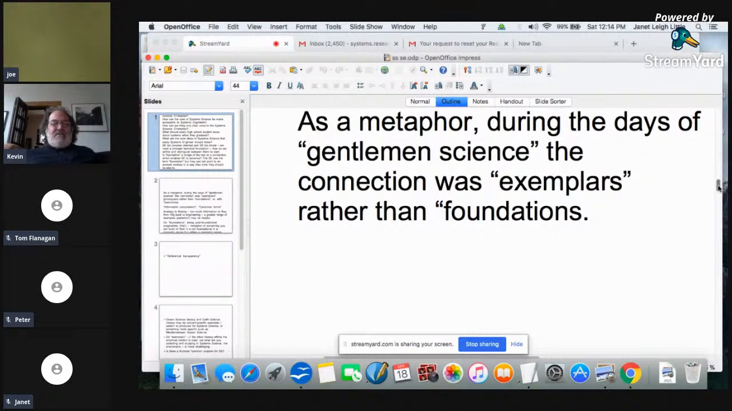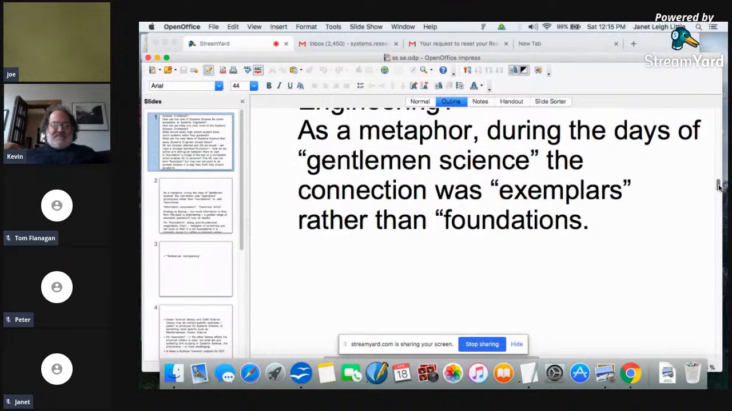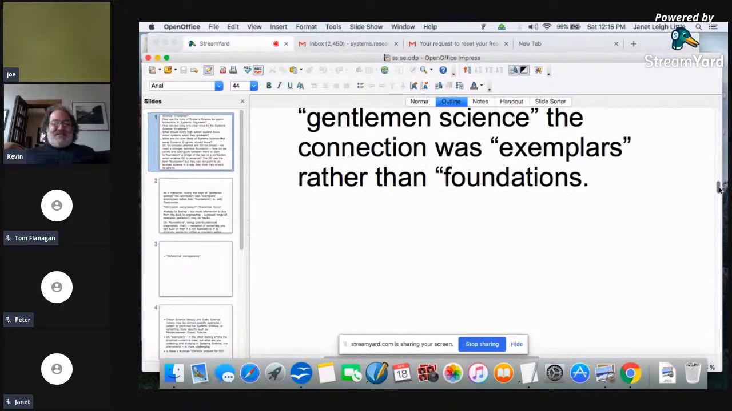A lot of that was around what they called natural history at the time, which later was named biology, and so forth.